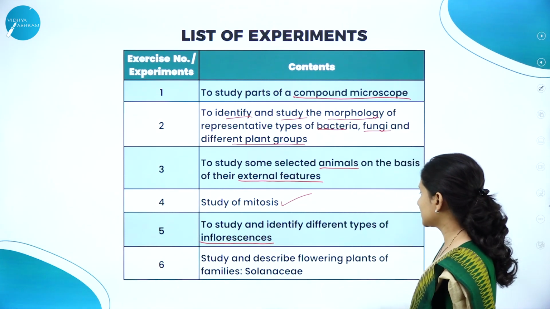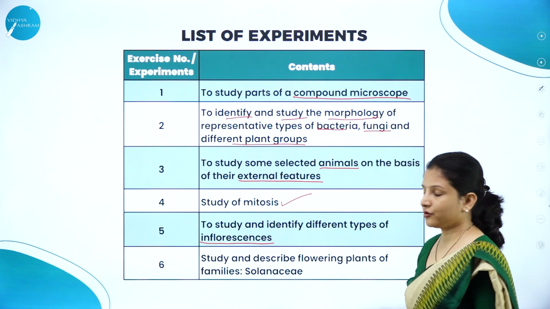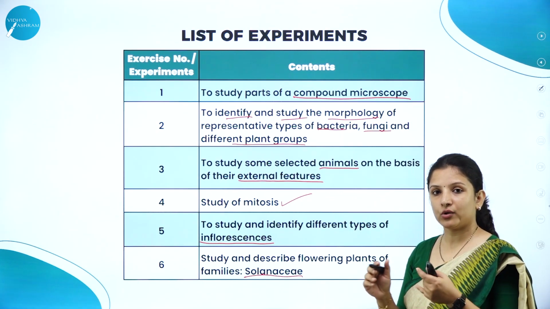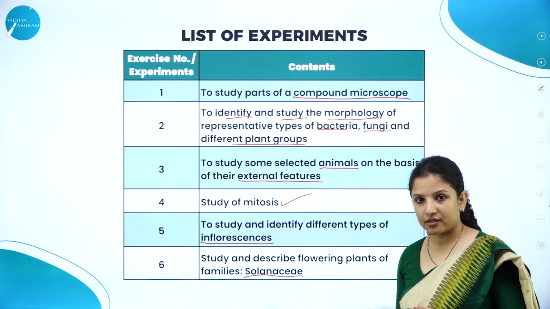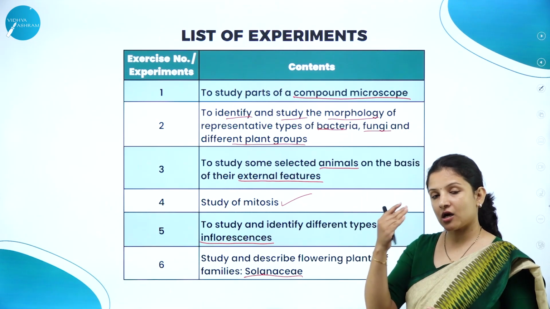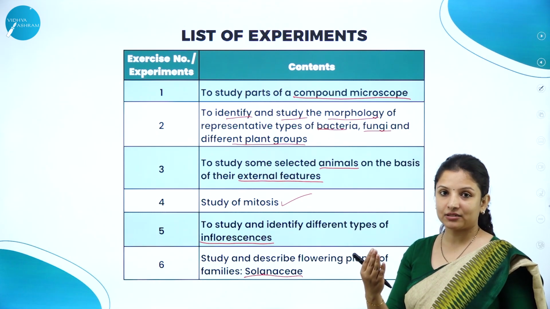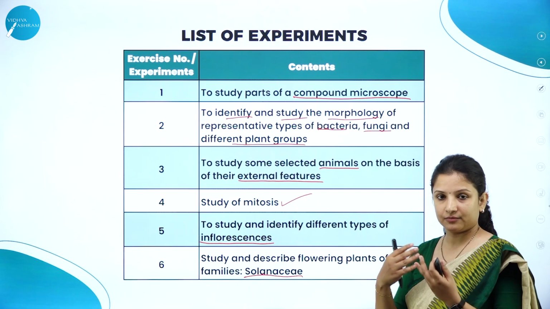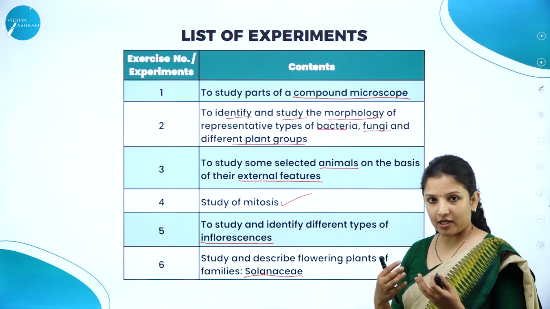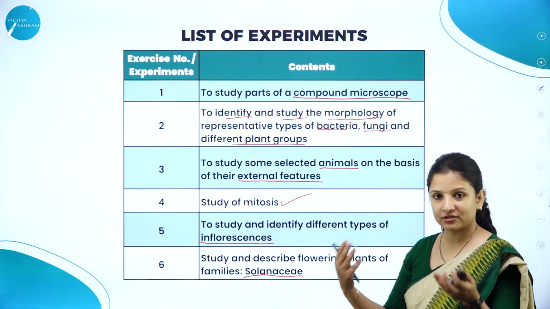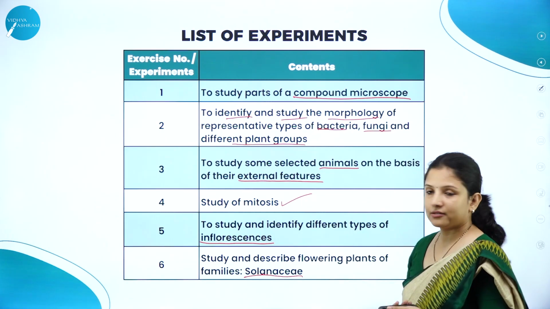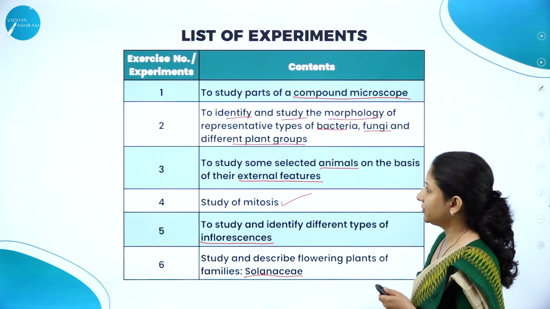Next is to study and describe flowering plants of families. So here the Solanaceae family, that is brinjal, potato, about that you have to study. Their floral diagram, that is how the petals are arranged, how the stamens are arranged, how the calyx is arranged, all that you'll study under this, that is their flowering pattern. Then how the leaf looks, how the stem looks, how the entire plant looks, you'll study under this particular experiment number 6.